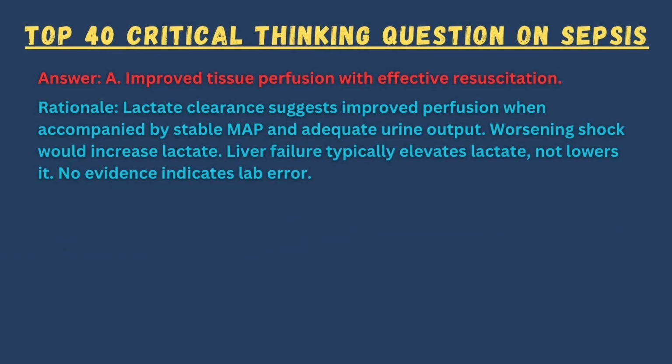Answer: A. Improved tissue perfusion with effective resuscitation. Rationale: lactate clearance suggests improved perfusion when accompanied by stable MAP and adequate urine output. Worsening shock would increase lactate. Liver failure typically elevates lactate, not lowers it. No evidence indicates lab error.